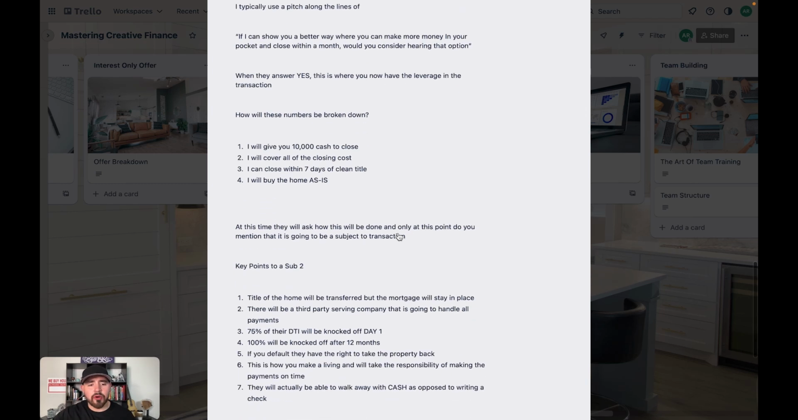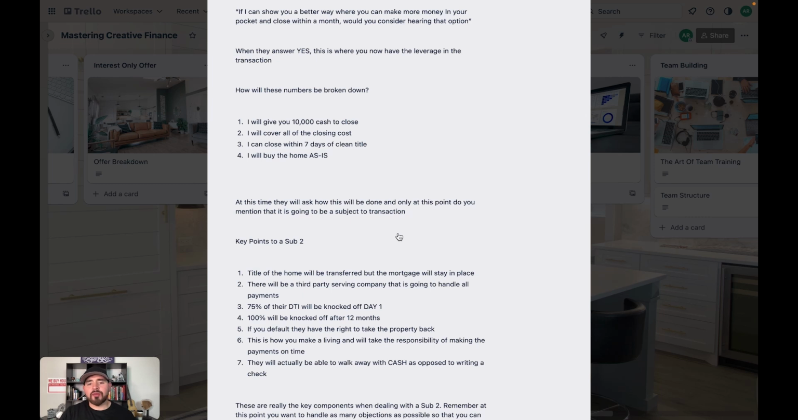And then these are the key points. The title of the home will be transferred, but the mortgage will stay in place. There will be a third-party servicing company that's going to handle all of the payments. So you don't have to worry. The money's not going to me. The money's going to a third-party servicing company. And by going through a third-party servicing company, 75% of your DTI is going to be knocked off day one. So that's your debt-to-income ratio to be able to purchase another property. 100% will be knocked off after 12 months.